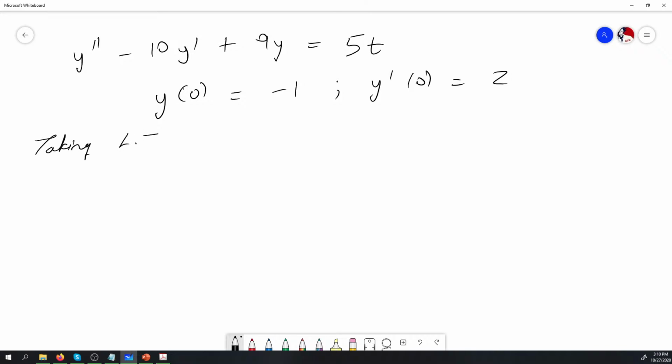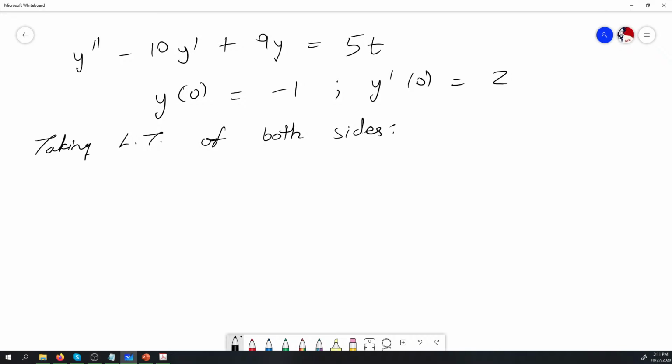Taking the Laplace transform of both sides. So y double prime here, the primes basically represent the order of differential. If you see a double prime, that's a second order differential. If you see a single prime, that's a first order differential. If there's no prime, it's just y or x associated with the equation in particular.